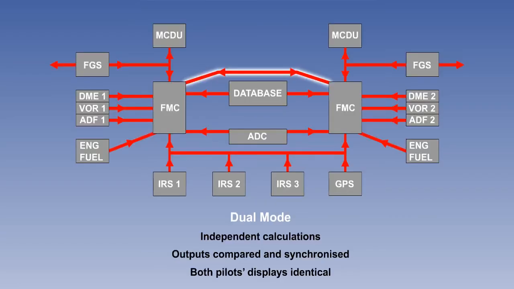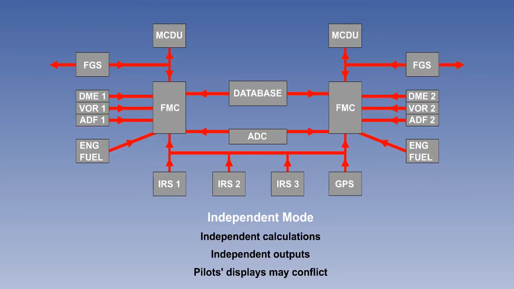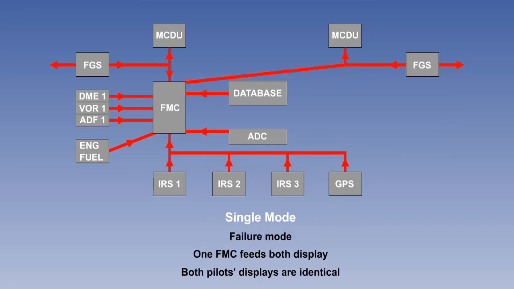On systems where there are two FMCs, the normal operating mode is called dual mode. If there is a mismatch of information, the system reverts to independent mode. And if one FMC fails, the remaining computer feeds both displays in single mode.